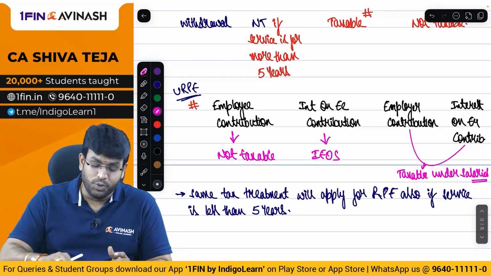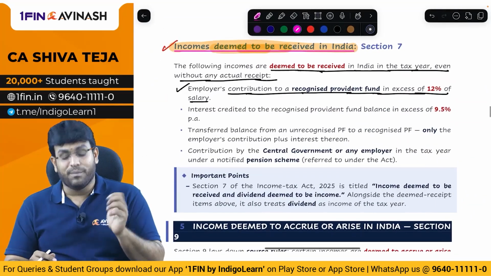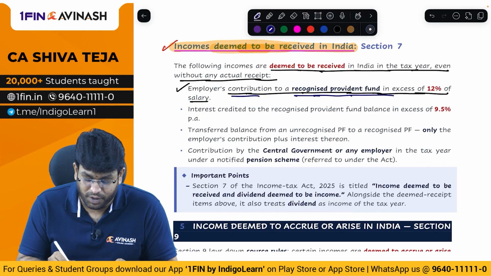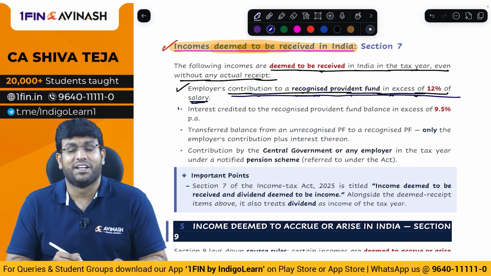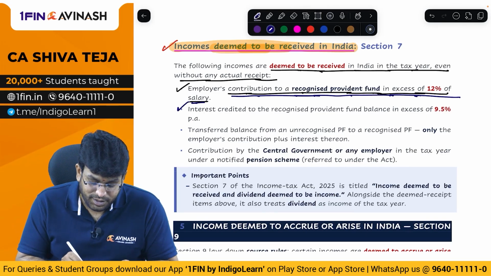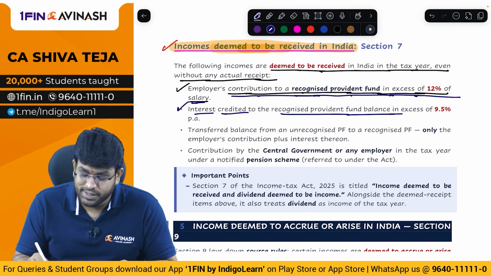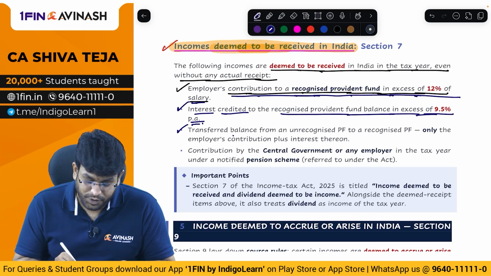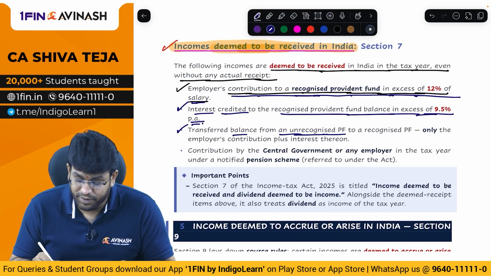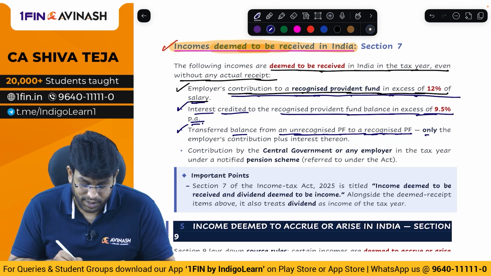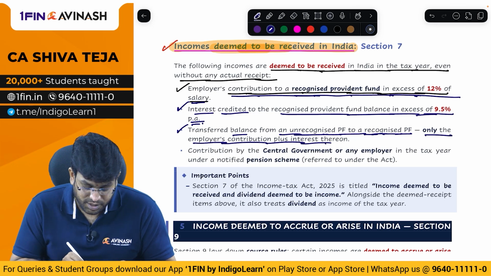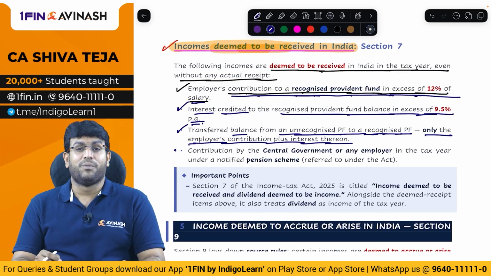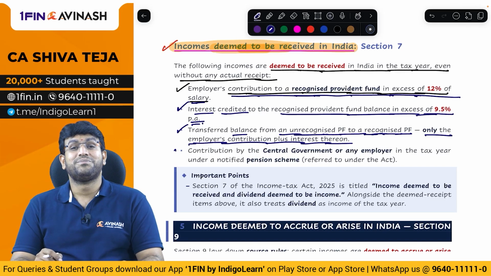Now why did I tell all these points to you? Because section 7 is related very much to that. First point talks about what? Employer's contribution to RPF, recognized provident fund, in excess of 12% of salary. We discussed this point. Second, interest credited to RPF balance in excess of 9.5% per annum. We discussed that as well. Next one, transfer of balance from an unrecognized provident fund to recognized provident fund, only the employer's contribution plus interest thereon. So transferring from URPF to RPF, we know that employer contribution plus interest will be taxable under income from salaries.